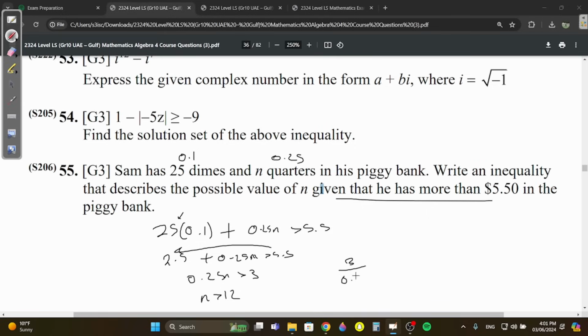3 divided by 0.25, but we don't have a calculator. Multiply by 100 up and down, you're going to get 300 over 25. Can you divide 300 by 25? Yes, you can. 300 divided by 25, you get 12.